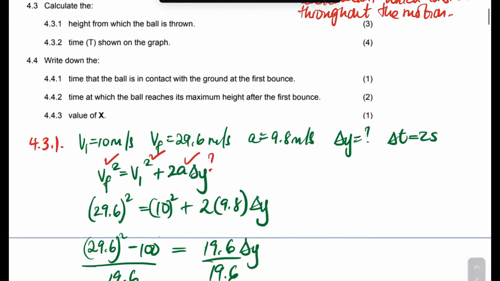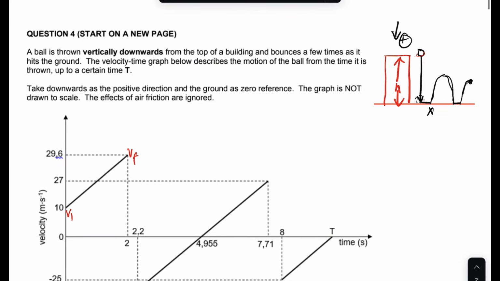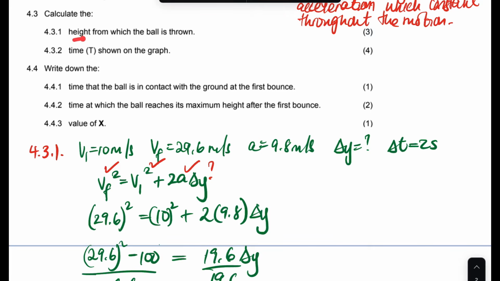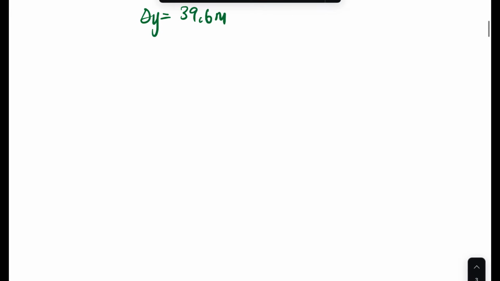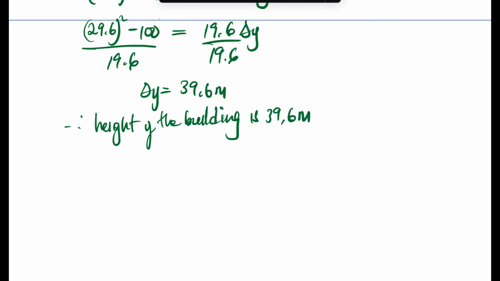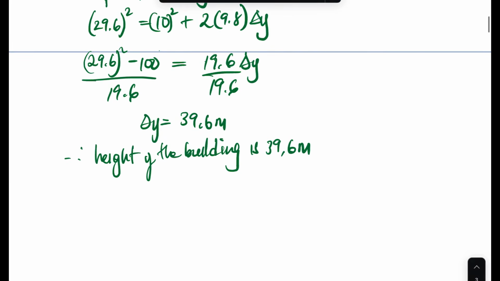What is 39.6 meters? That's the displacement. This is the displacement of the ball from there to there. But what does it mean? What are we calculating? The question says it wanted the height. So we say, therefore, the height of the building is 39.6 meters above the ground. Okay. Alternatively, let me show you this.